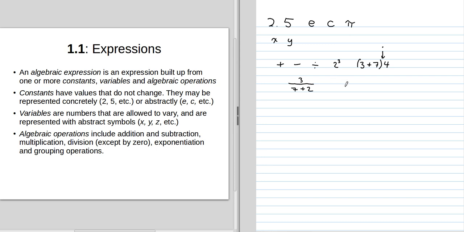What do we not have in an expression? An expression must not contain equals. So no equals.